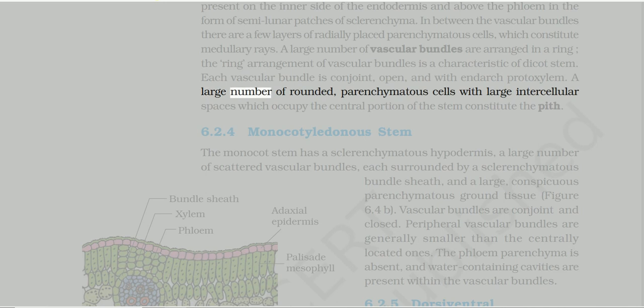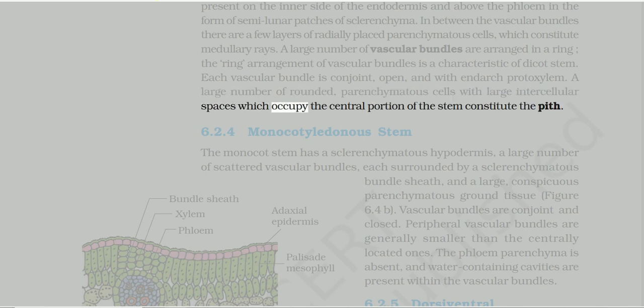A large number of rounded, parenchymatous cells with large intercellular spaces which occupy the central portion of the stem constitute the pith. Monocotyledonous stem.